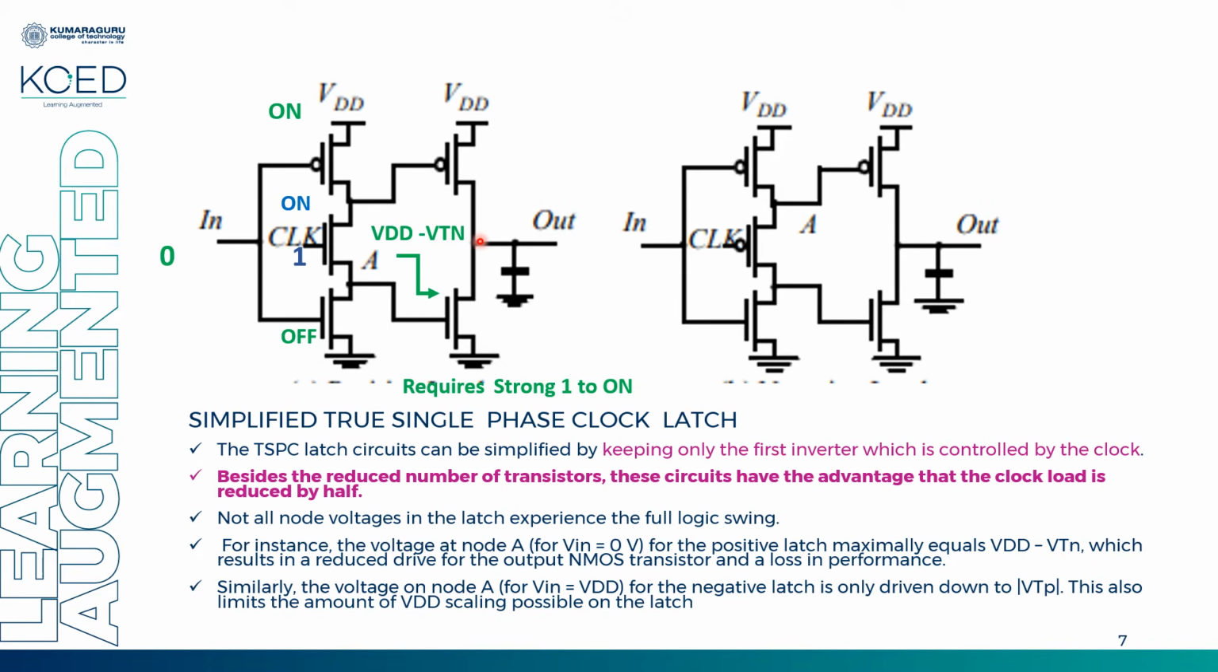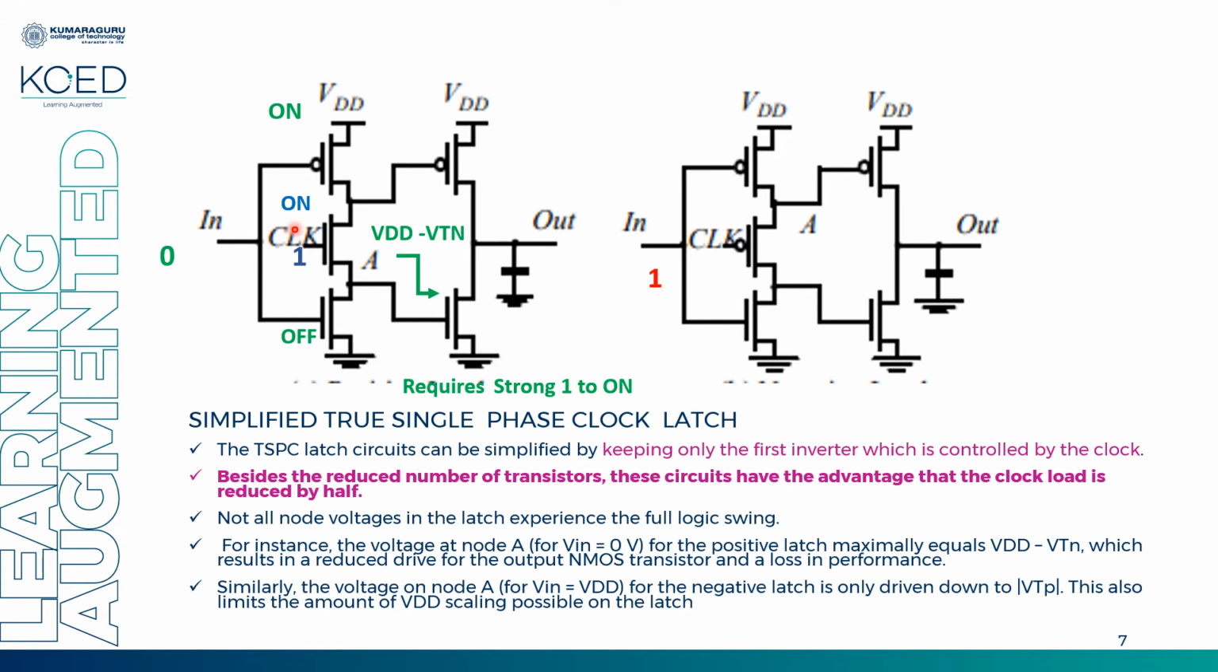So we can give two reasons. At this point, charge sharing is one reason. The other reason is why it is VDD minus VTN: NMOS cannot pass a strong 1. It can pass a strong 0, but it cannot pass a strong 1. So there are two reasons, charge sharing as well as NMOS cannot pass a strong 1.